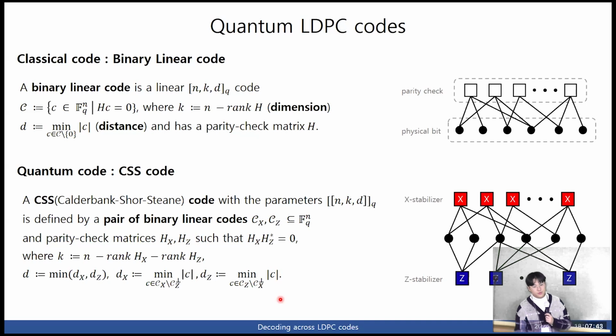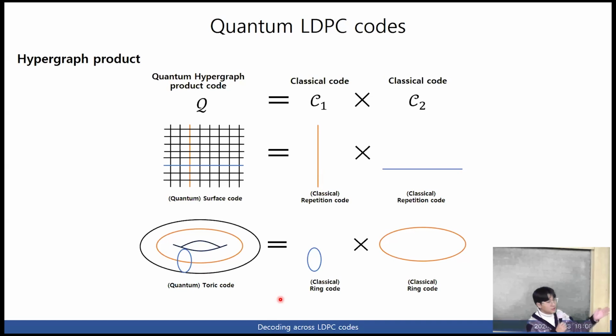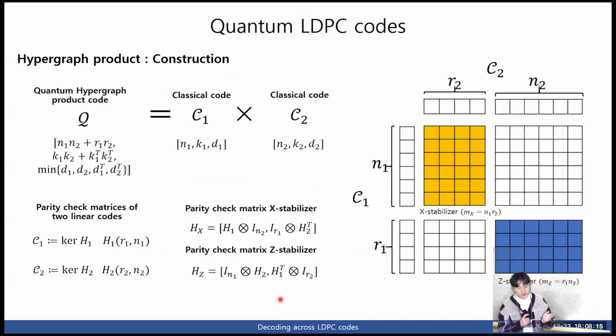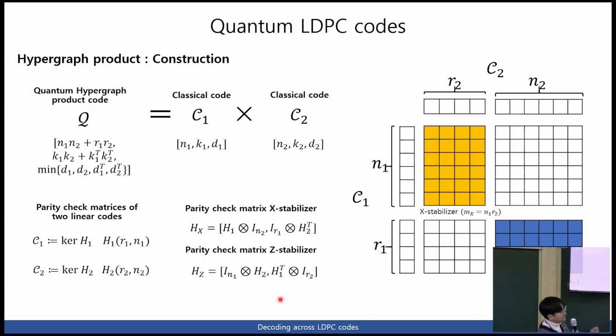So we have the definition, but how do we construct a quantum code? The construction is done by hypergraph product. The hypergraph product looks something like this. We take two classical codes, we take a product, and we get a quantum code. The quantum surface code is made of two repetition codes and the quantum toric code is made of two ring codes, which are classical. I'm not going to go into the details. In brief, we take the product of the rows of the classical code and the columns of the classical code to make X and Z orthogonal to each other.